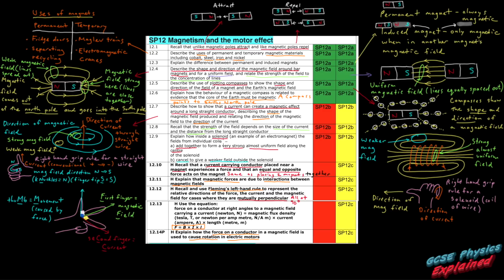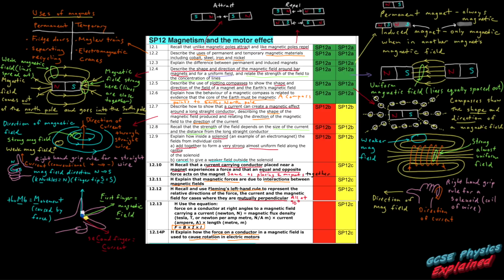Explain how inside a solenoid, so that's an example of an electromagnet, which is basically just a coil of wire. That's what a solenoid is. The fields from individual coils add together to form a very strong, almost uniform field along the centre of the coil. That's that there. And they would cancel out to give a weaker field outside of the coil. So the magnetic field from here interferes with the magnetic field out there, and you end up with a weaker field out here and a weaker field out there, and nice and strong in the middle.